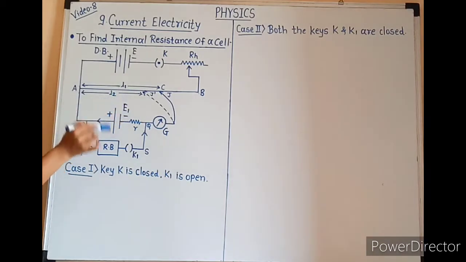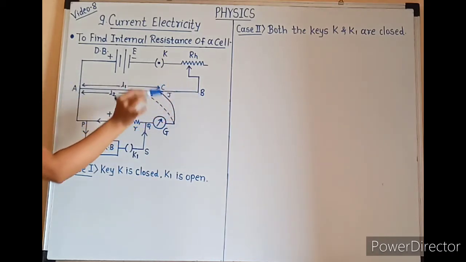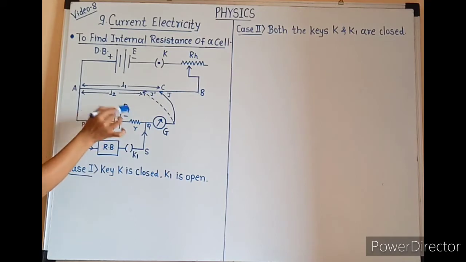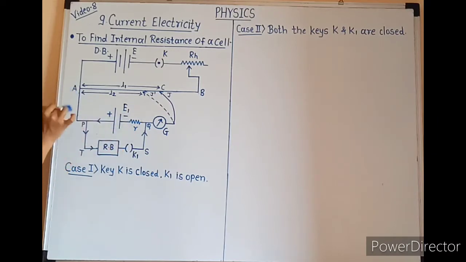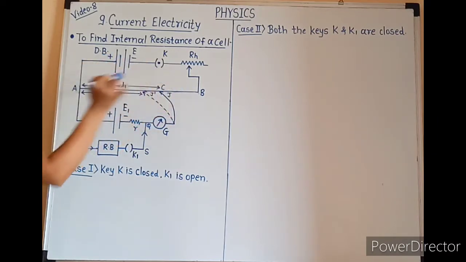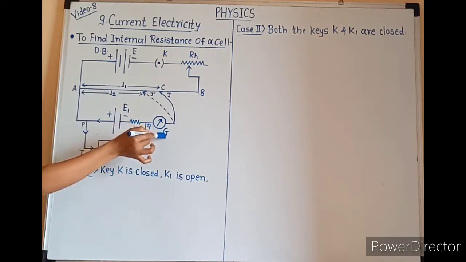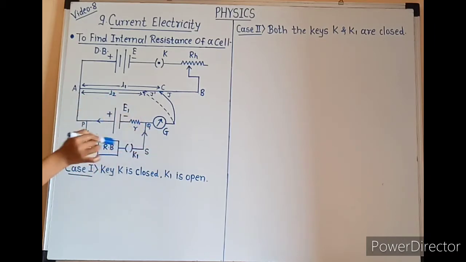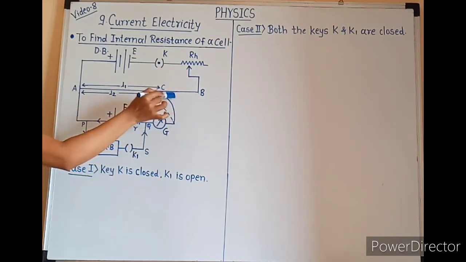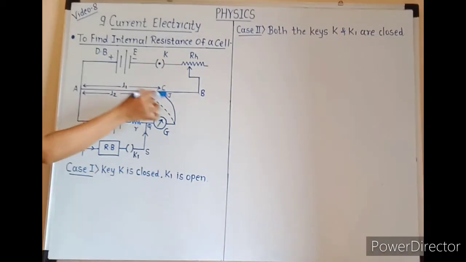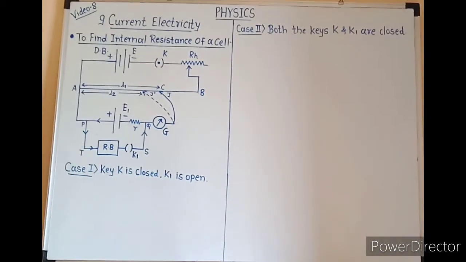A cell of EMF E1, whose internal resistance r is to be determined, is connected across this potentiometer wire AB through this galvanometer. This galvanometer is used to measure the electric current. The other end of the galvanometer is connected to the jockey, which is used to achieve the null point where the galvanometer shows no deflection.